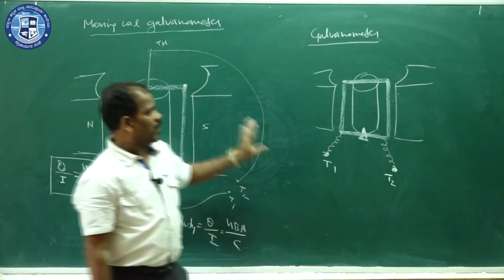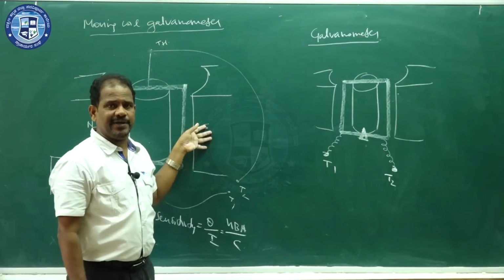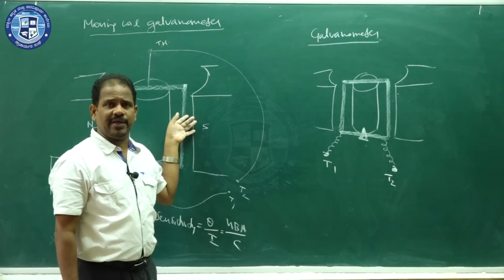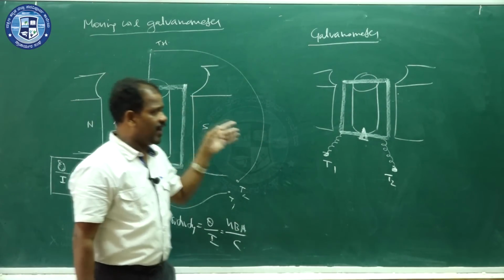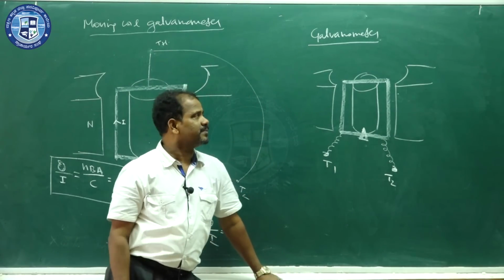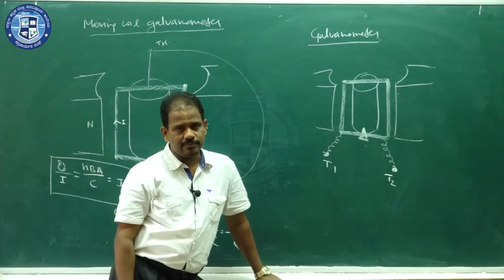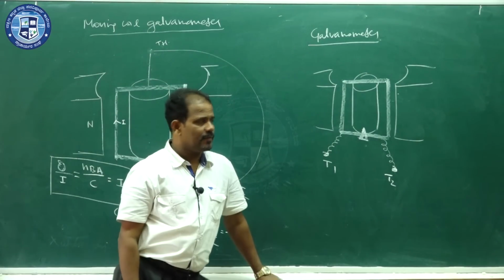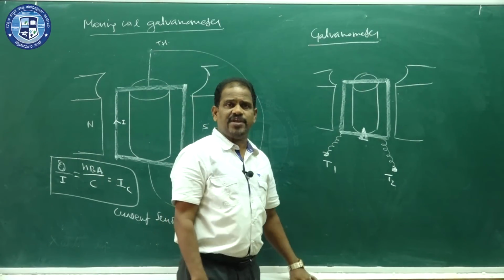So here the coil is suspended, there the coil is pivoted. Here the torsional couple is given by the suspension wire, here the torsional couple is given by two hair springs, very delicate springs. Two major differences. And one more is seeing the reading directly.